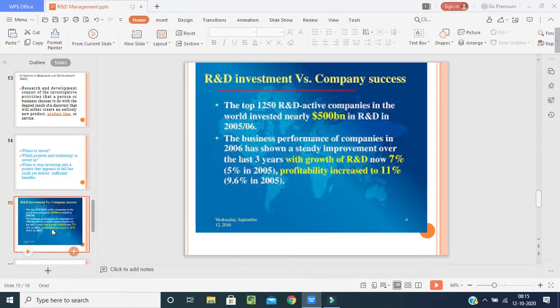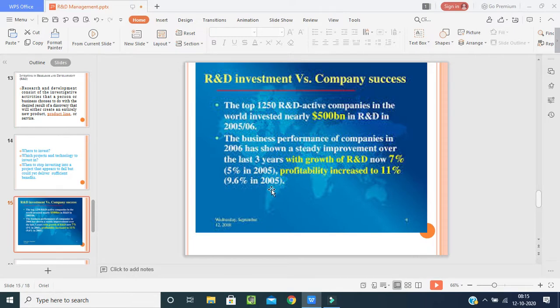Now, R&D investment versus company success. How the company will invest and how the company will get success. The top 1250 R&D active companies in the world invested nearly $500 billion in R&D in 2005 and 6. And what is the result? The business performance of companies in 2006 has shown a steady improvement over the last 3 years, with growth of R&D now 7%, 5% in 2005. Profitability increased to 11%, 9.6 in 2005.